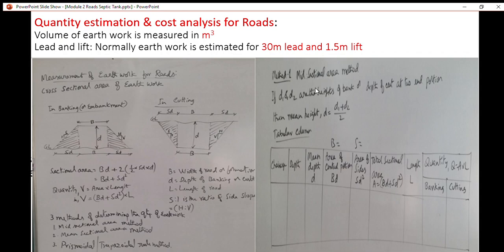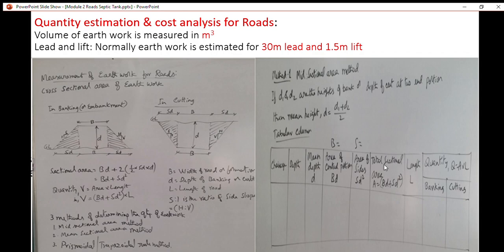Here, mid height of earthwork between two cross sections is considered to find the area. Imagine a block of road earthwork with the end shapes being trapezium. If D1 and D2 are the heights of bank or depth of cut at the two end faces, then the mean height D is equal to (D1 plus D2) by 2. Tabular column to calculate the various quantities is given in the slide.